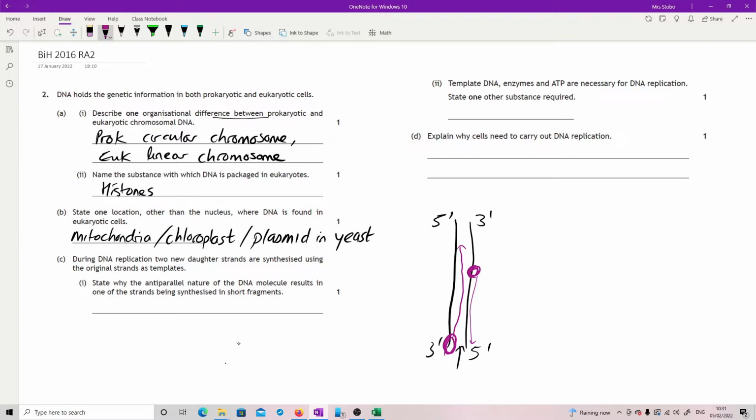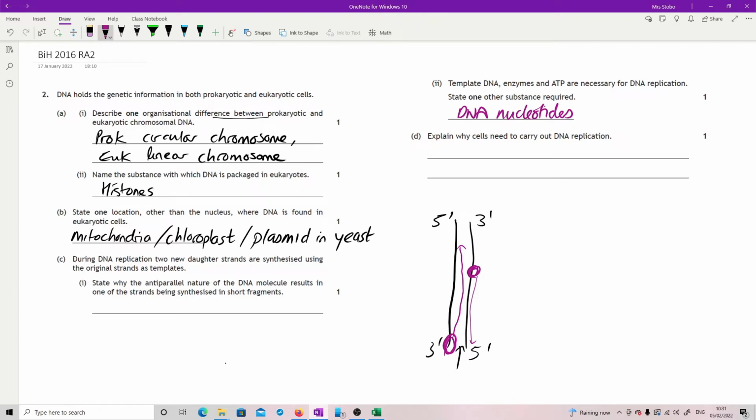Okay, template DNA, enzymes and ATP are necessary for DNA replication. State one other substance required. Okay, so we've got our template, our enzymes, our ATP. So enzymes covers quite a lot of things because that covers obviously helicase and DNA polymerase and ligase. The other substance we need are DNA nucleotides. And you should just have that as a list that you've worked. Okay.